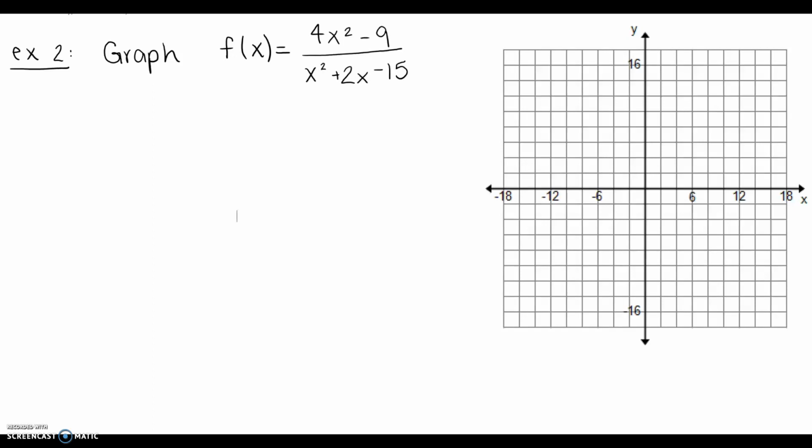Alright, for our second example, we are going to graph f of x equals 4x squared minus 9 over x squared plus 2x minus 15. So, once again, first step, vertical asymptotes.